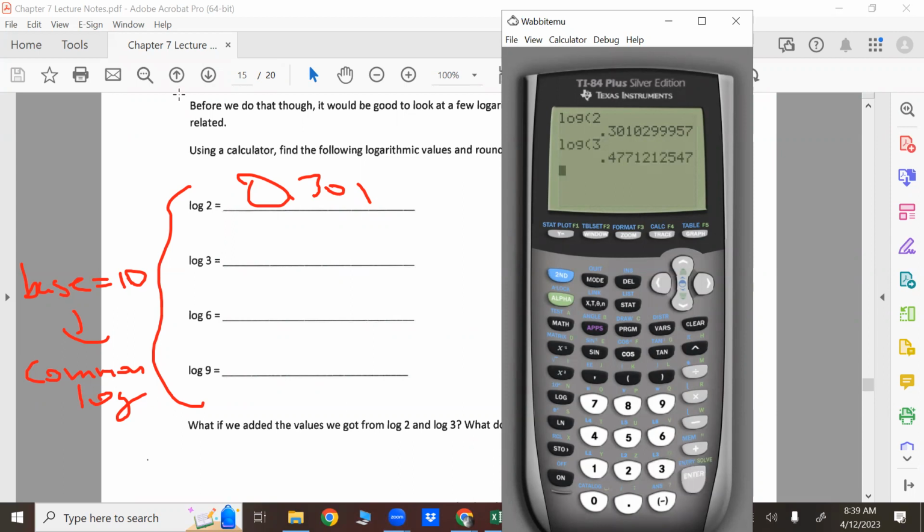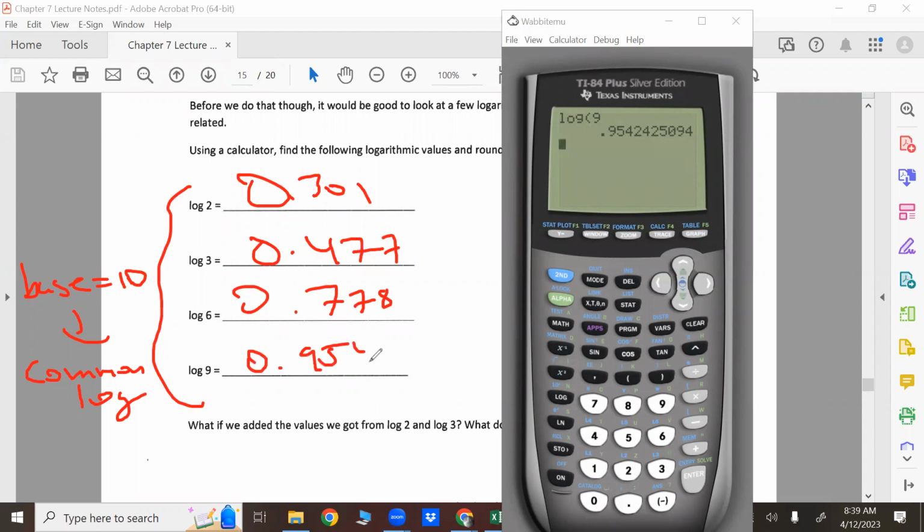And if you have a calculator, great. If not, just copy what I have on the screen. That's totally fine. Let's do log 6, and you'll see why I chose these numbers in the first place. It'll make sense in a little bit. 0.778. And lastly, log 9. The purpose of this exercise is to show you how the properties work when you combine logs. That's the whole purpose of this.